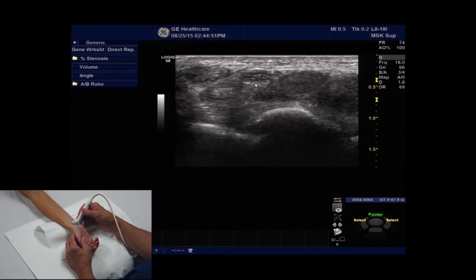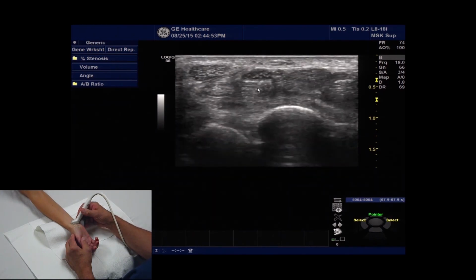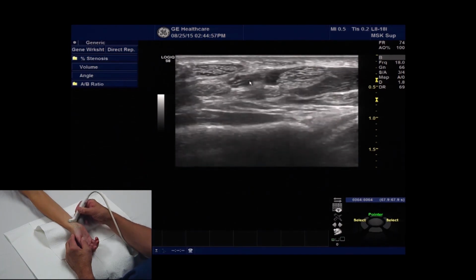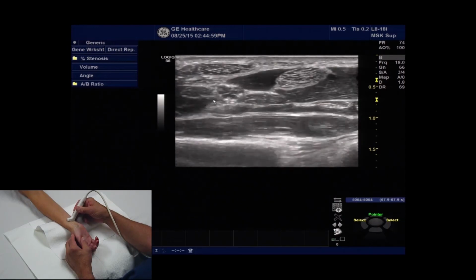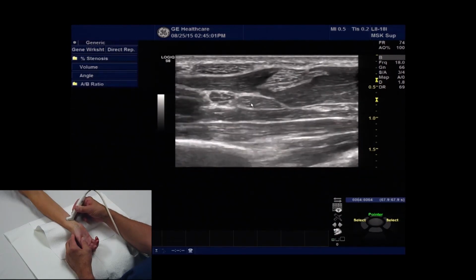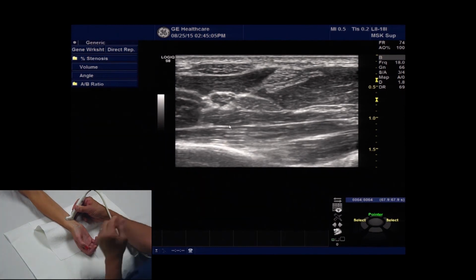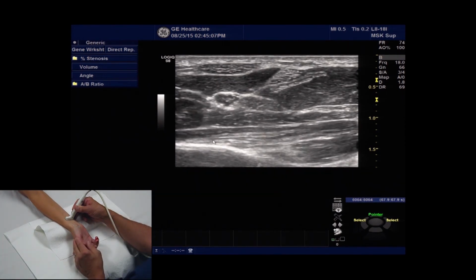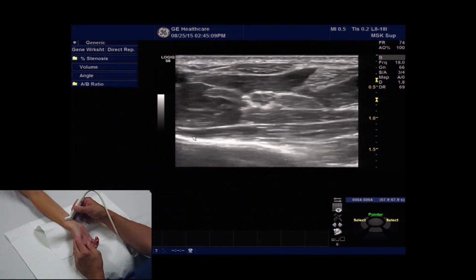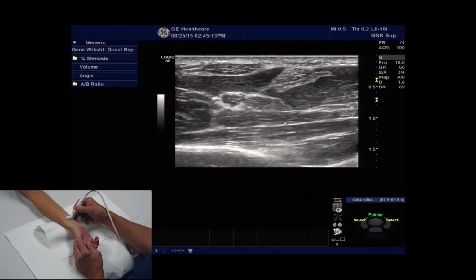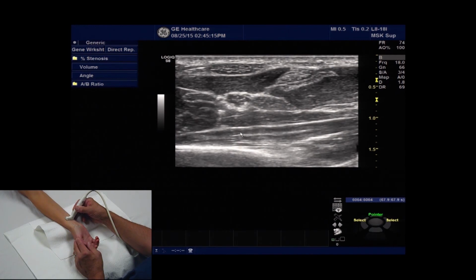And now I'm going to slide the transducer towards the elbow. The median nerve is going to slide between the profundus and the superficialis tendons. At approximately this level, if you look towards the bottom of the screen, you'll see a muscle that's going in its long axis from the radius towards the ulna. That muscle is the pronator quadratus.